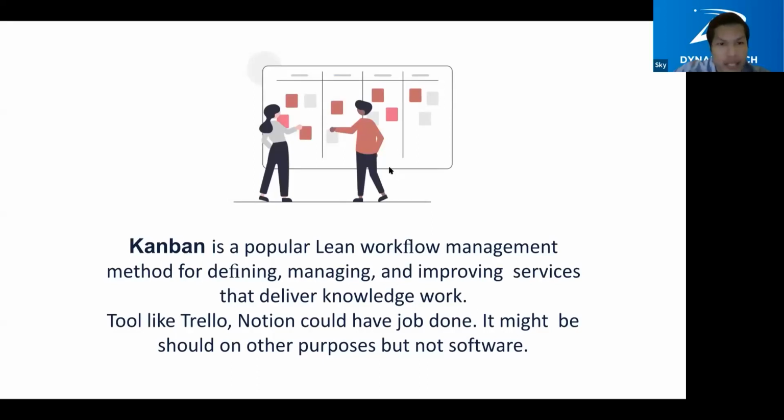And the second one is Kanban. Kanban is a popular lean workflow management method for defining, managing, and improving services that deliver knowledge work. Tools like Trello and Notion could get the job done. It might be suited to other purposes, but not software. So Kanban is different from the previous one, waterfall. The Kanban methodology is about delivering knowledge work.